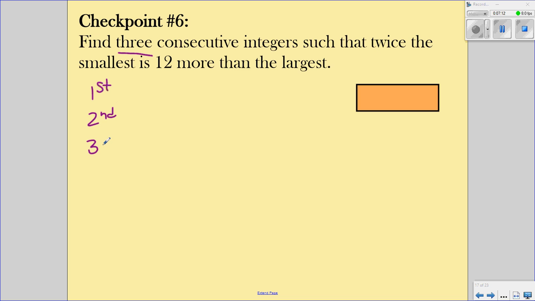So let the first be x, the second, since it's consecutive, x plus 1, and the third be x plus 2. So now when we set it up, it says such that twice the smallest, this is the smallest, so twice the smallest is, twice means multiply, twice 2 times the smallest is equal 12 more, so we know we're adding the largest. This is the largest one, so I'm going to put x plus 2.